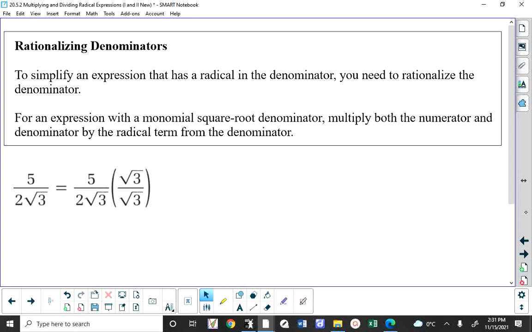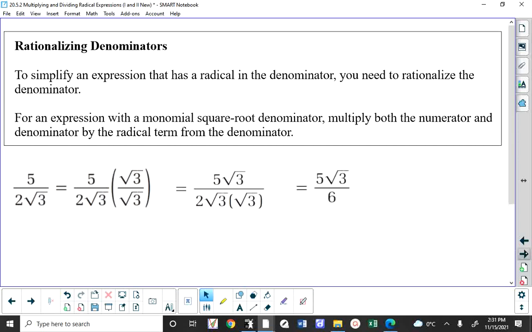I'll ask a different question. What's special about root 3 over root 3? It's 1. Right? Root 3 over root 3 is 1. So I'm multiplying by 1. Whatever I do to the top of an expression as a fraction, I have to do to the bottom. So what do I get here? When I multiply fractions, I multiply across the top and I multiply across the bottom. I get 5 times root 3 over 2 times root 3 times root 3. But now on the bottom, I have root 3 times root 3, which is root 9.